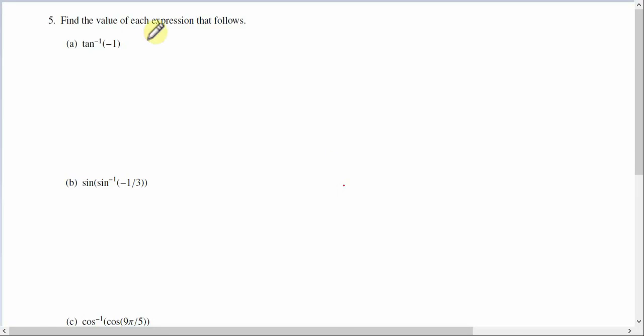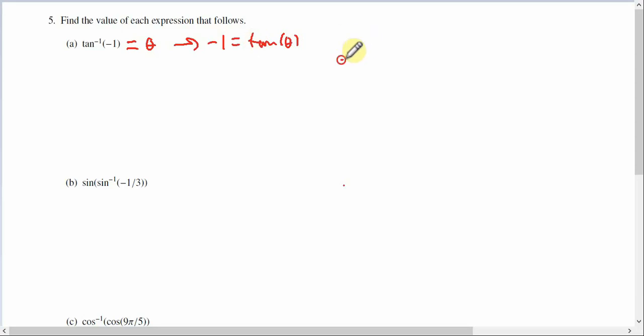Number 5, we're going to be doing some calculations that involve inverse trig functions. Typically the best way, in my opinion, to handle these is just call them theta. Then what I'm really looking at is this problem: tangent of what angle theta equals -1.